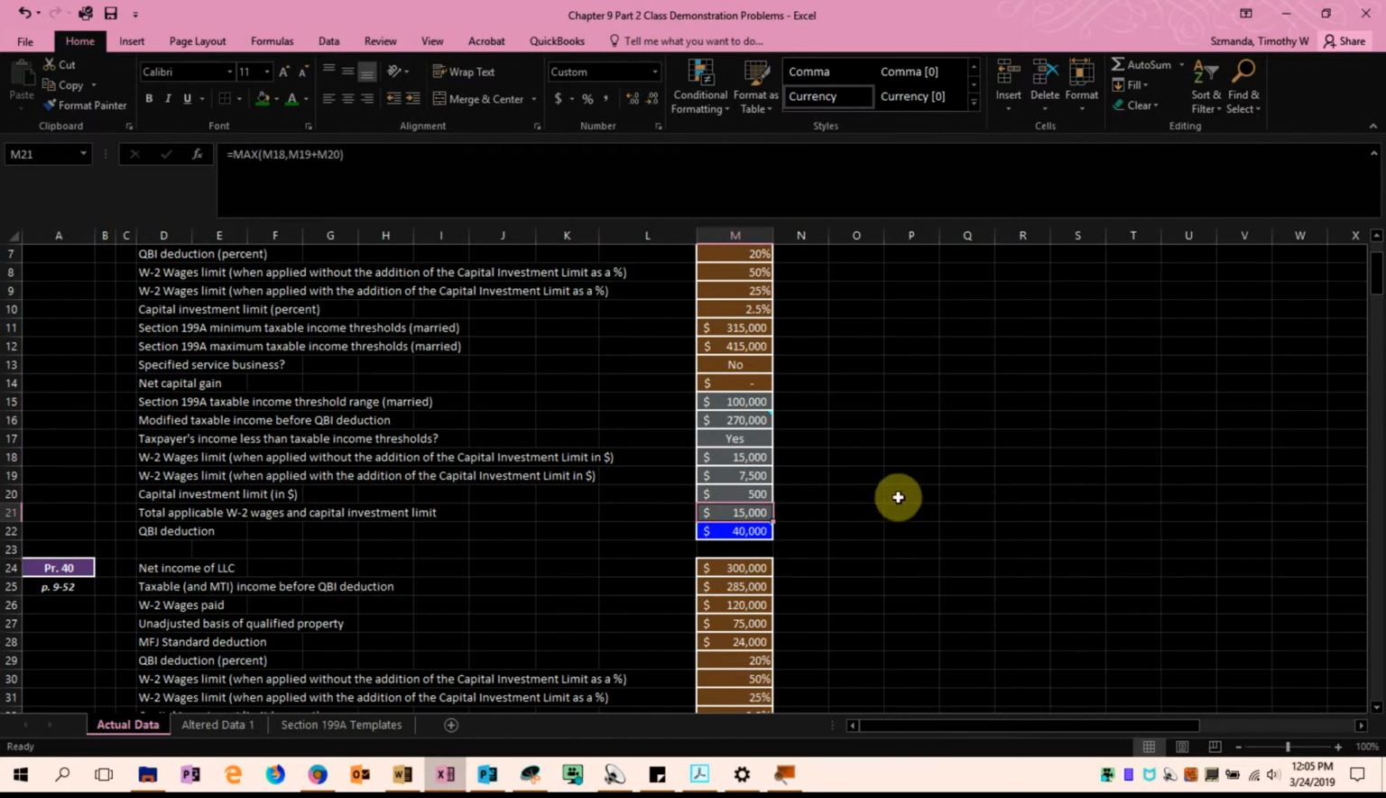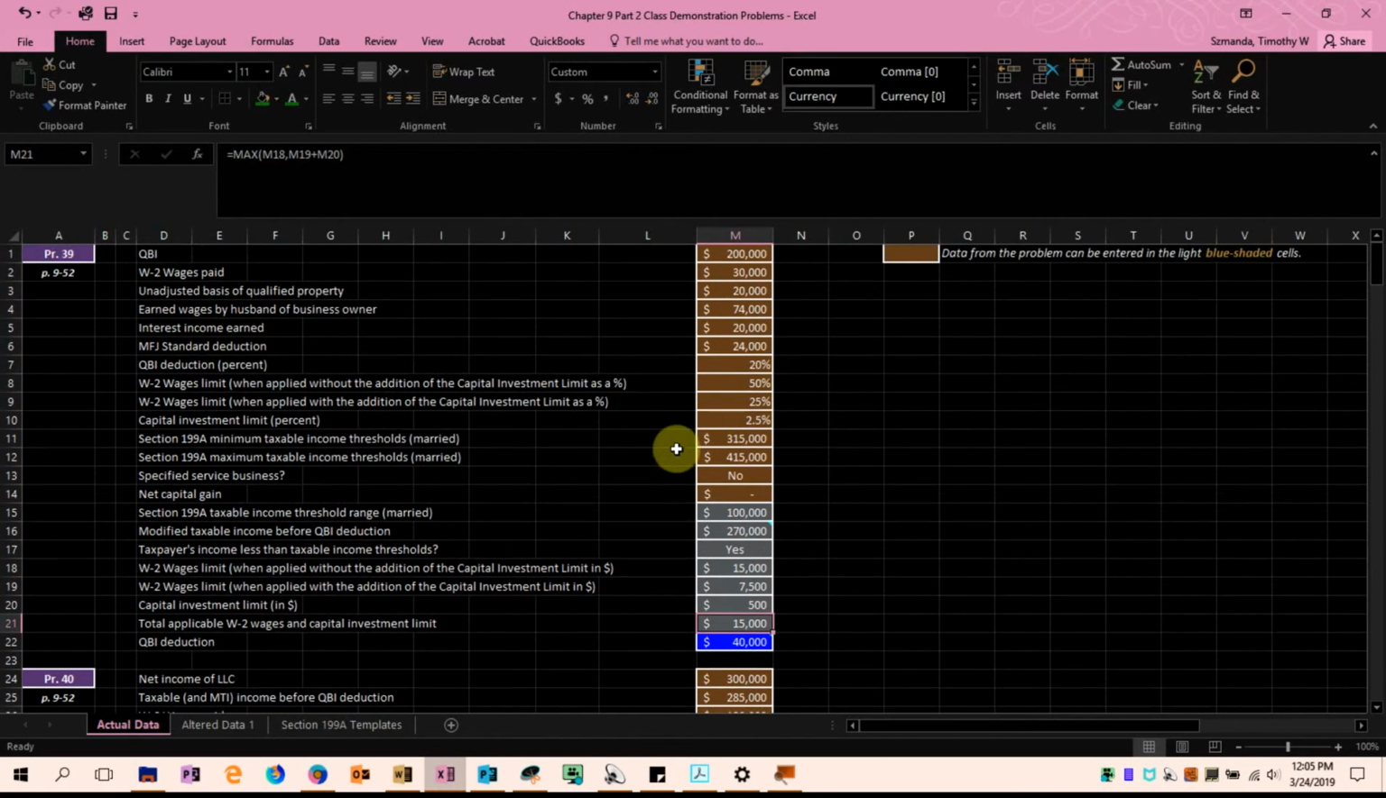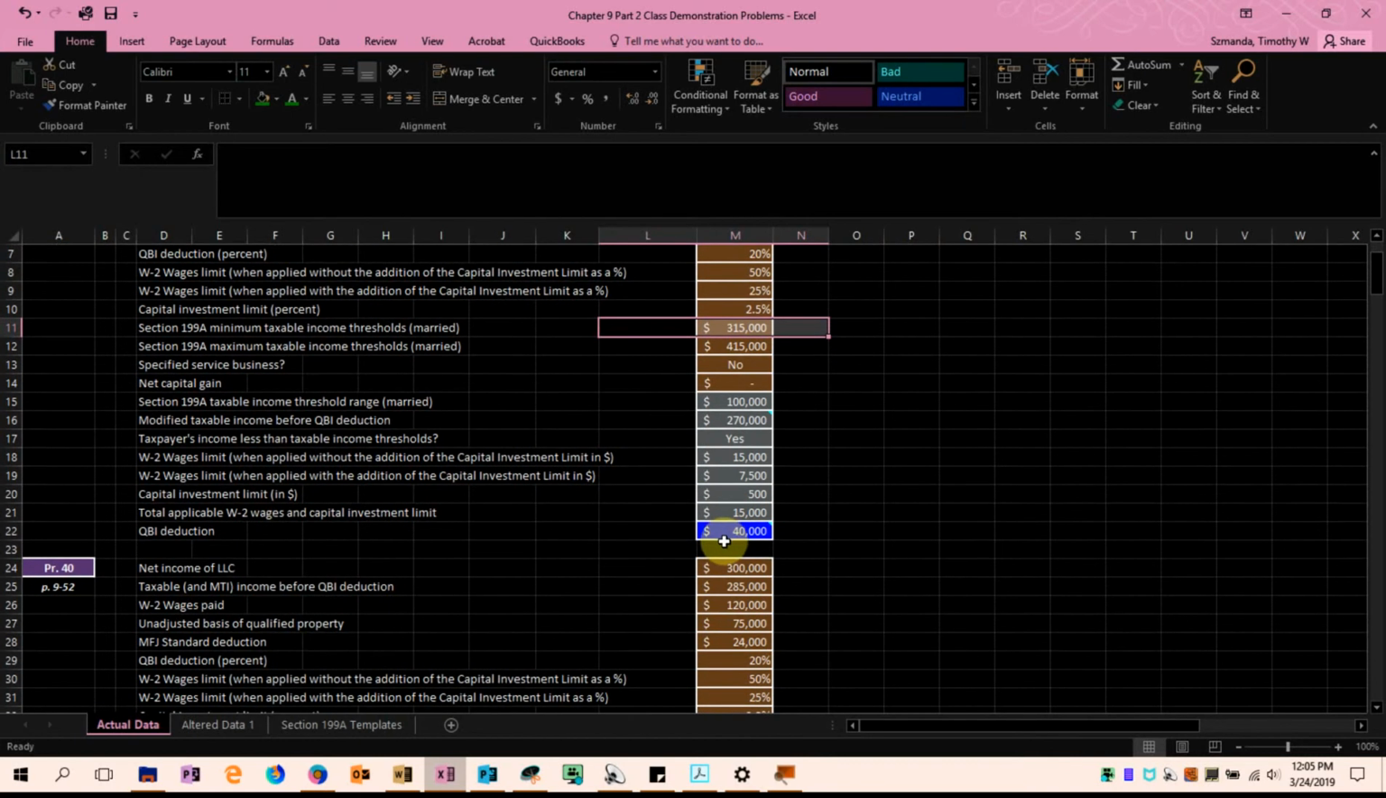Now, fortunately for these taxpayers, they don't need to worry about this calculation because their taxable income is less than $315,000. But I wanted, as I said, to demonstrate this just to get a running start on applying these calculations in further, more complex problems. So yes, I went through the calculations for demonstration purposes, but these taxpayers, their income is below $315,000, they don't need to worry about the limitations for wages and capital investment.